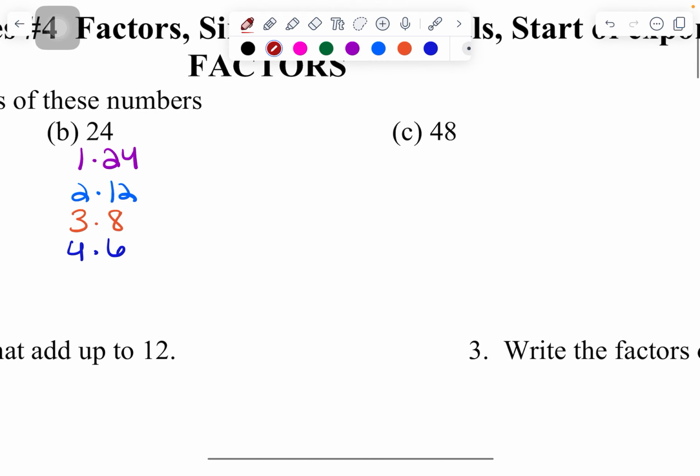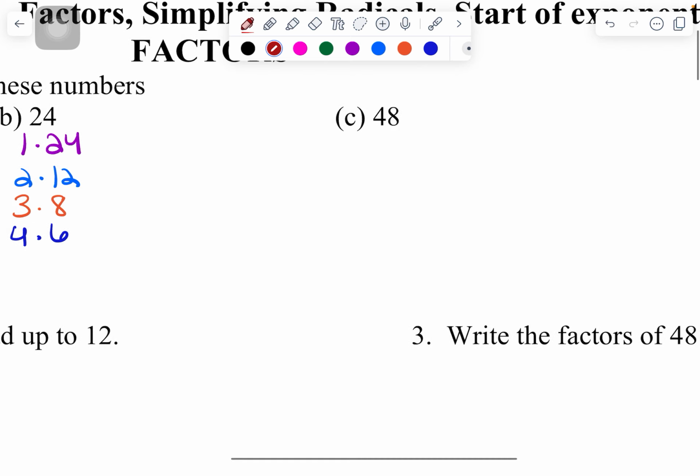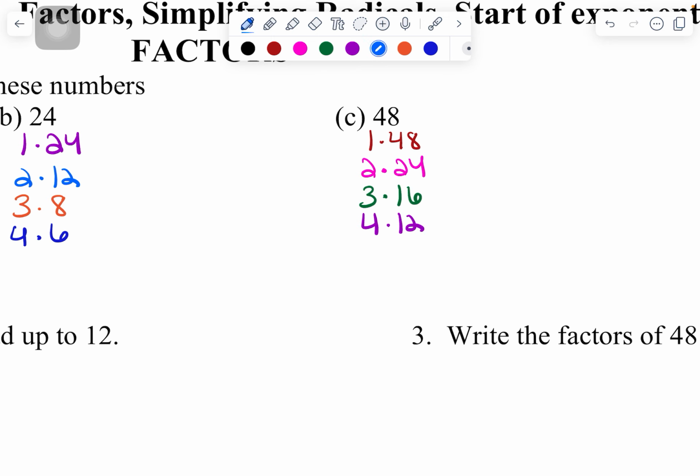If I keep working over, now I'm looking for things that multiply to 48. So numbers are getting a little bit bigger, but the process, I'm going to keep doing the same thing. So starting with 1 times 48. Then let's see, 2 times, I'm liking 24 there, right? 2 times 24 is 48. 3, yeah, 3 goes in there 16 times. That might be a little bit tricky, but it does work. Let's see, 4 times 12.